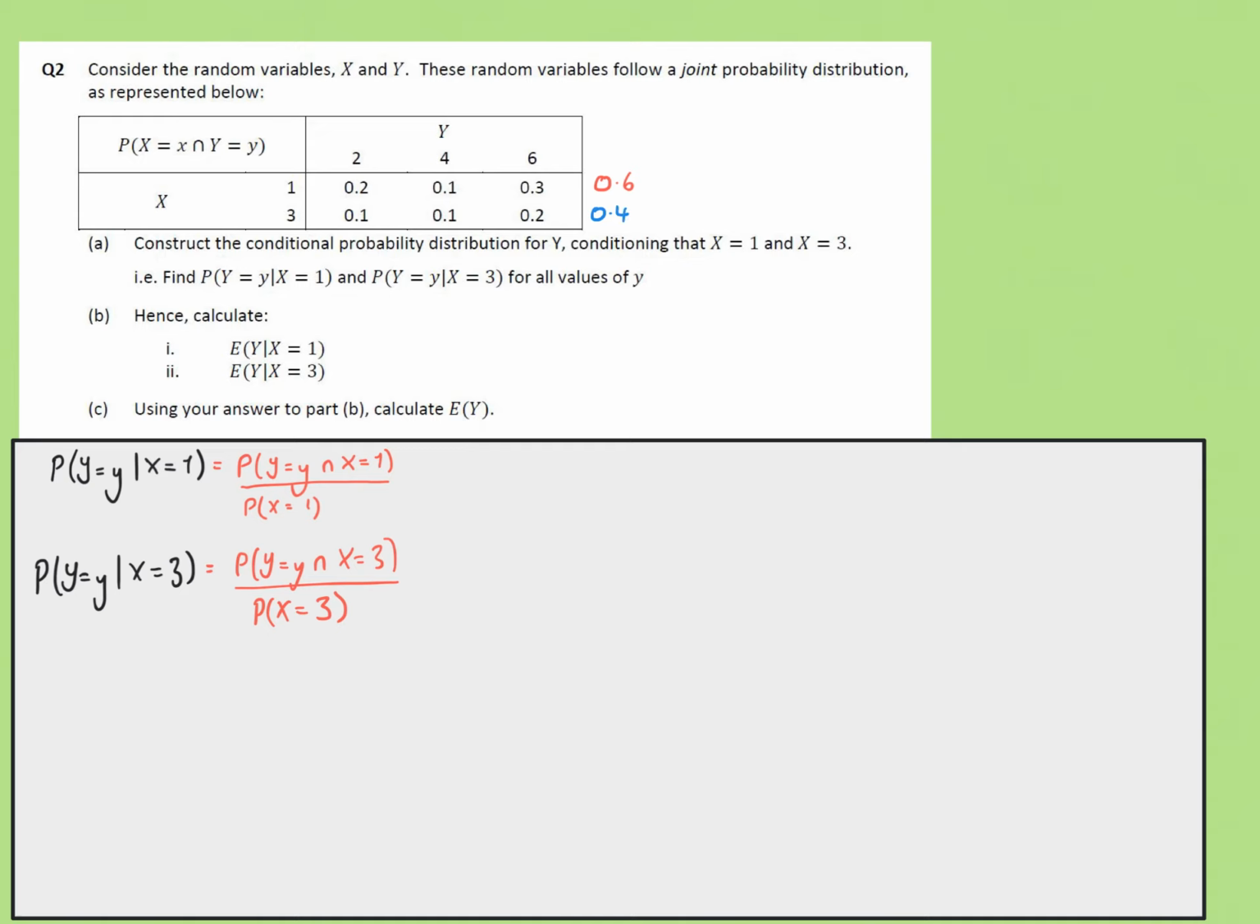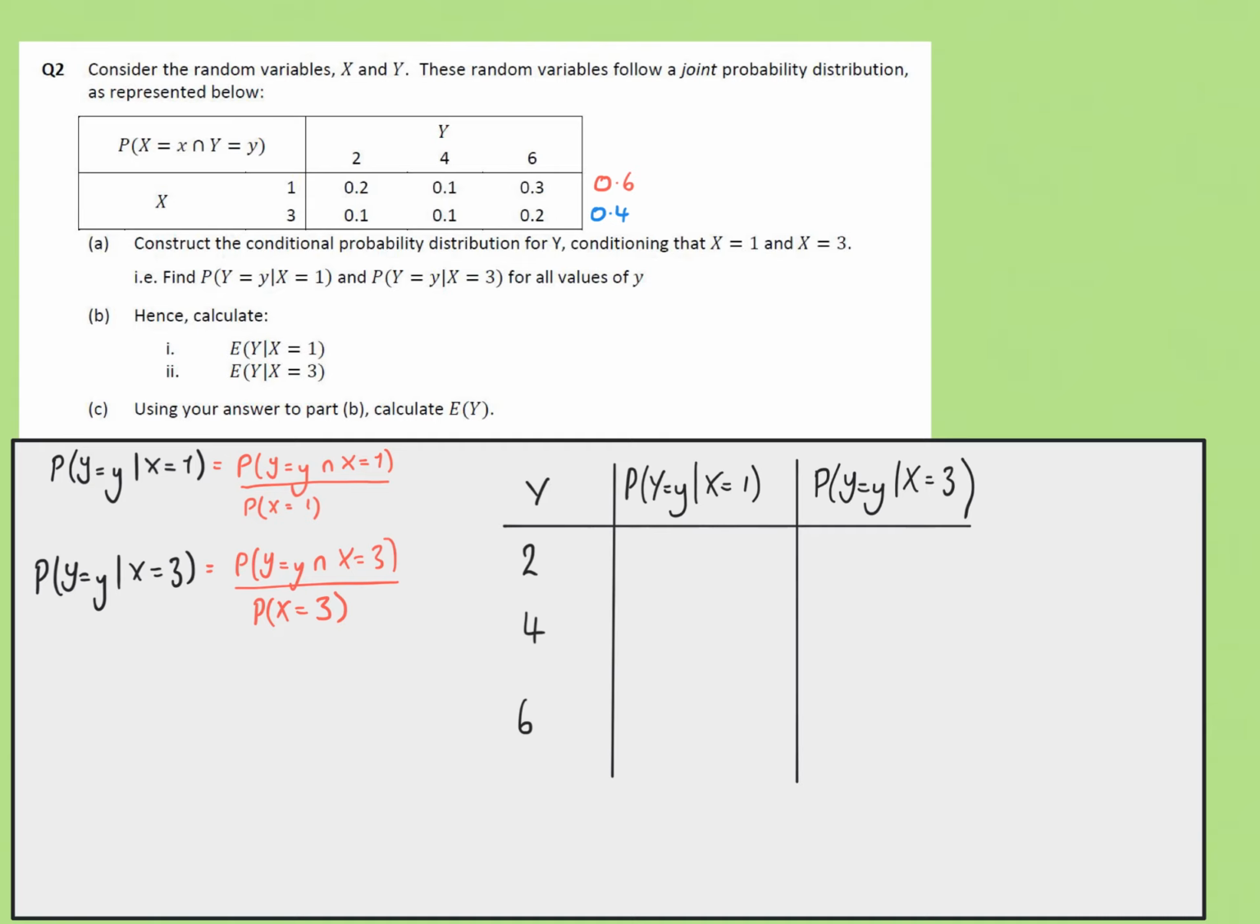So using this information, we can now construct a conditional distribution. Let's start by conditioning on x equal to 1. The probability that y is equal to 2, conditional on x being equal to 1, we take the probability that y is equal to 2 and x is equal to 1, so that's our 0.2, and divide it through by the probability that x is equal to 1. So it's 0.2 divided by 0.6, which is equal to 1/3.